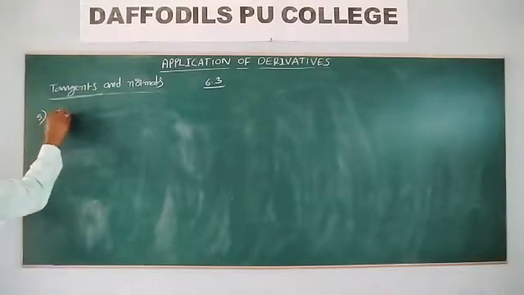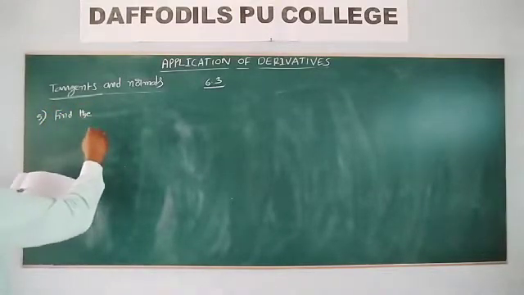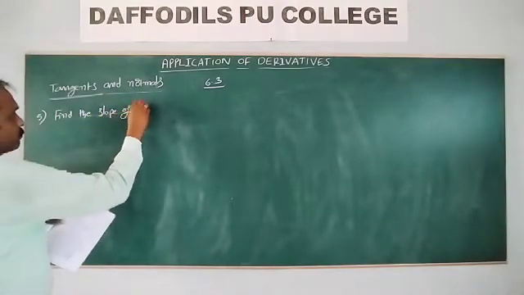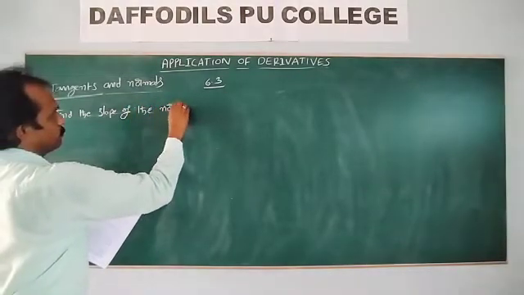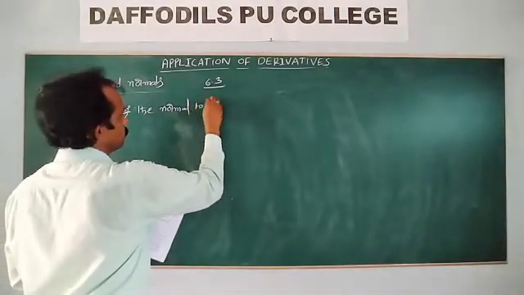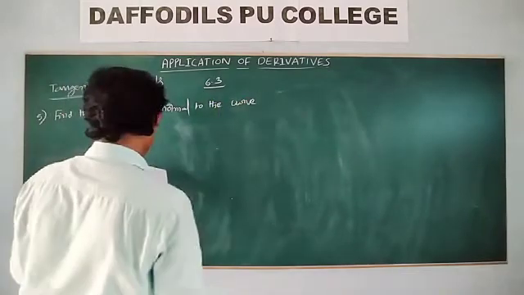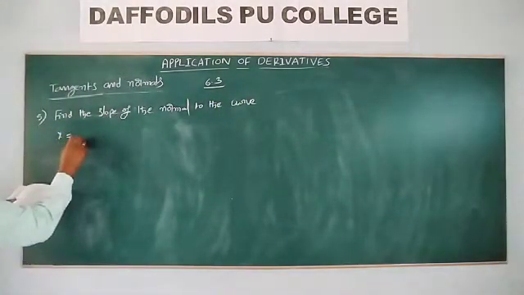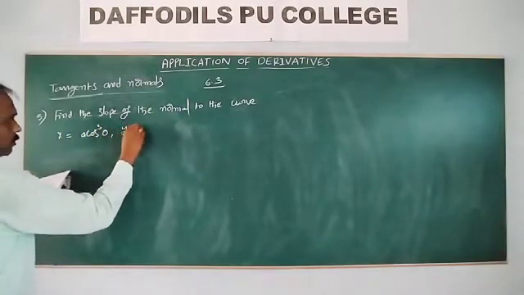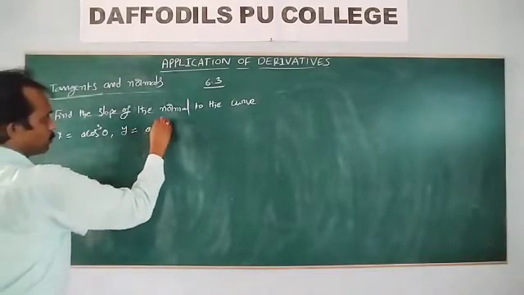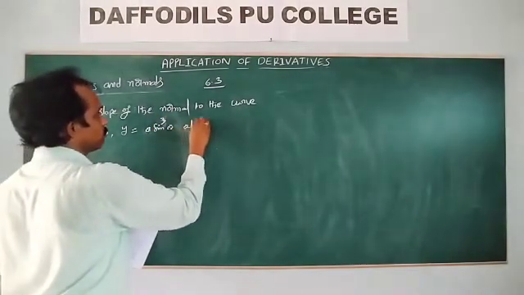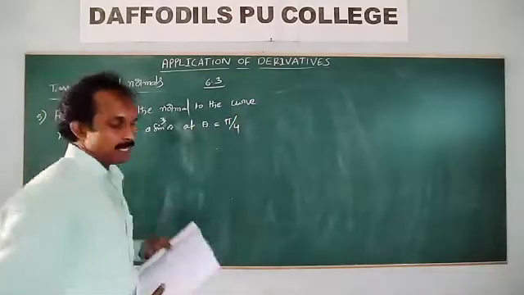Find the slope of the normal. Find the slope of the normal to the curve x is equal to a cos cube theta, comma y is equal to a sin cube theta at theta is equal to pi by 4.